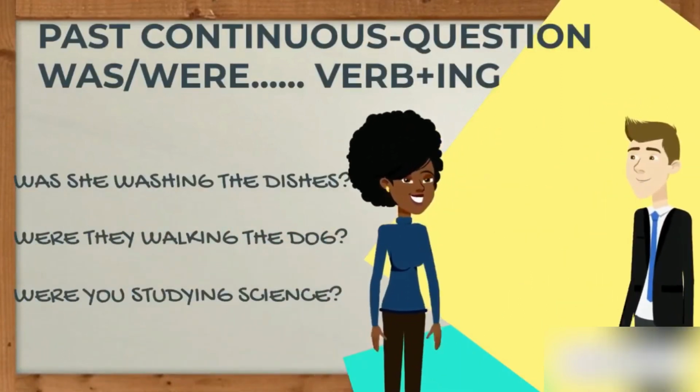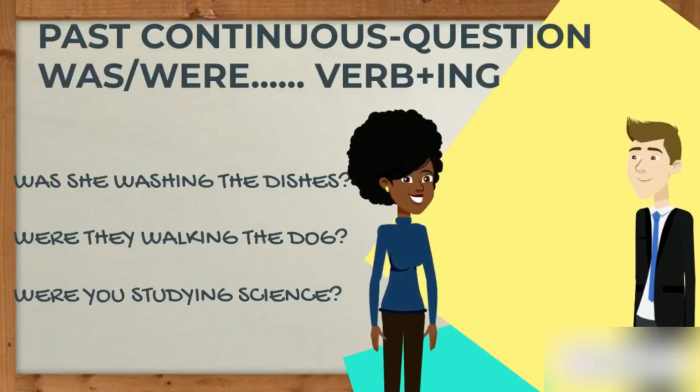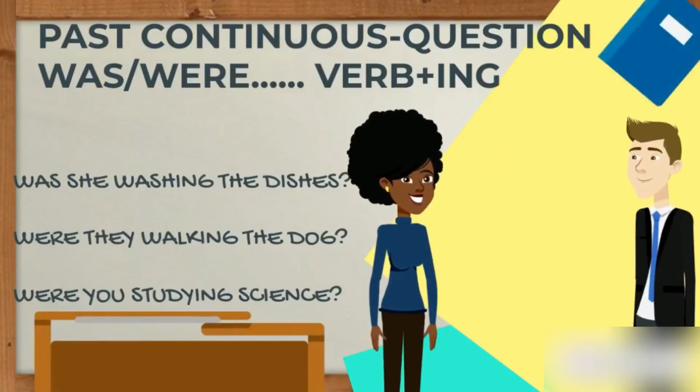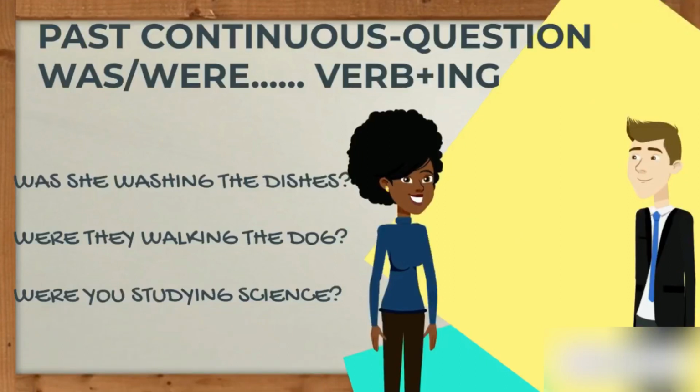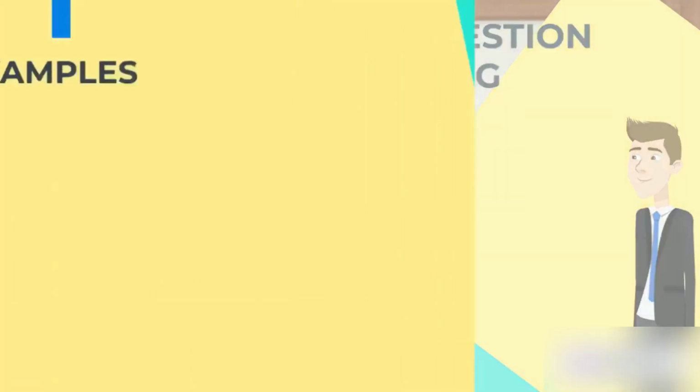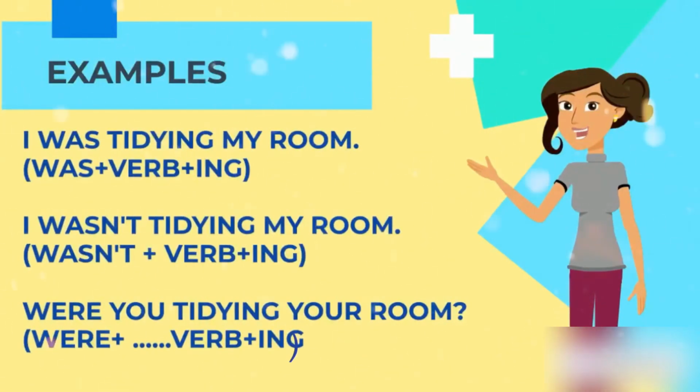While making past continuous question form sentences, we use was, were in the beginning of the sentence. Now let's go over the examples. Was she washing the dishes? Were they walking the dog? Were you studying science?